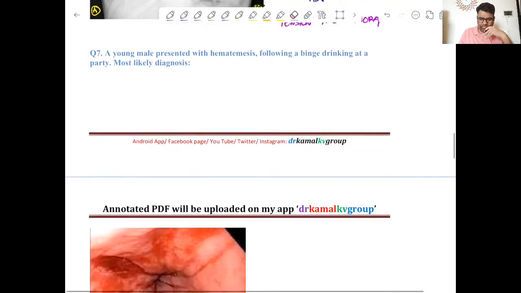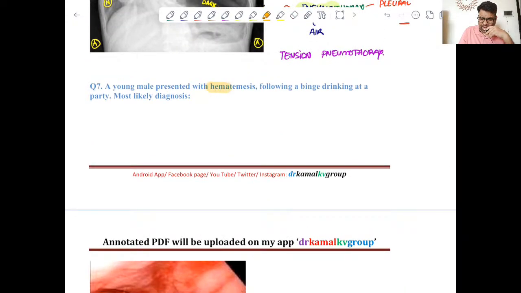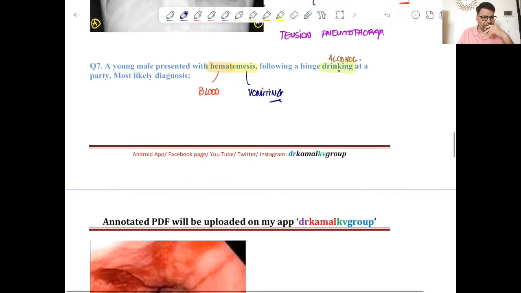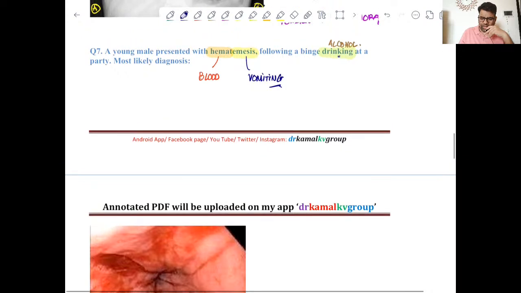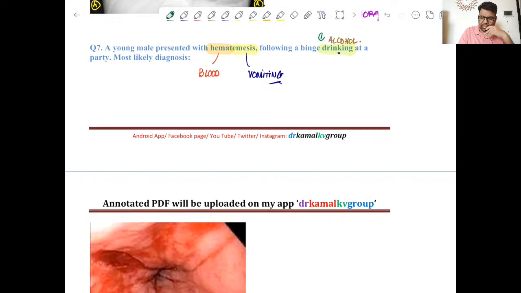Great. Then moving forward. Now a patient presented with hematemesis following a binge drinking of alcohol in a party. So he has taken a lot of alcohol, and after that he presented with hematemesis, hemat is blood, emesis is vomiting. So there is vomiting of blood after taking a lot of alcohol in a party. Very good, Xavier. Yes, this is Mallory tear. So two important points: alcohol drinking, hematemesis. Straight away you can make your answer as Mallory-Weiss tear.